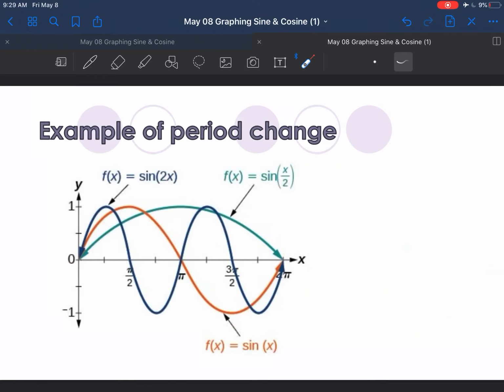Changing the period of the wave just changes how many times it repeats. So here is your regular original parent function for sine. It's the one in orange. Notice that it makes one repetition. This blue one is a 2x, which means it repeats twice. There's 1, there's 2. And then this is a half x, so that means it makes half of a wave.